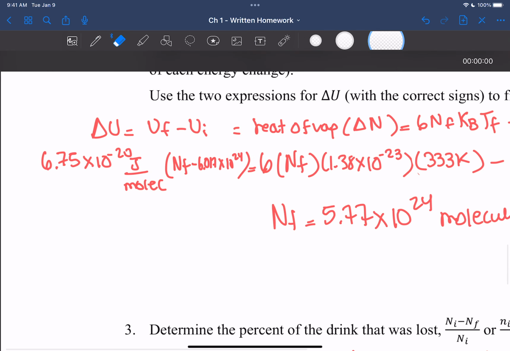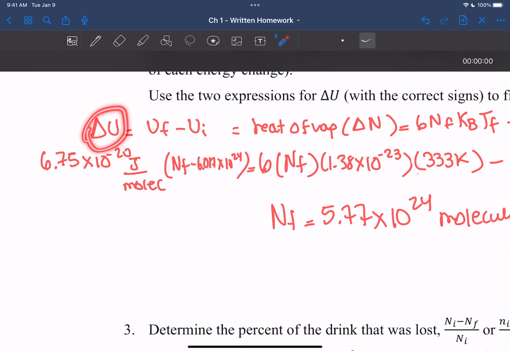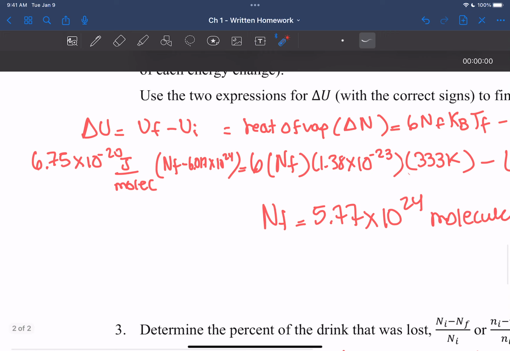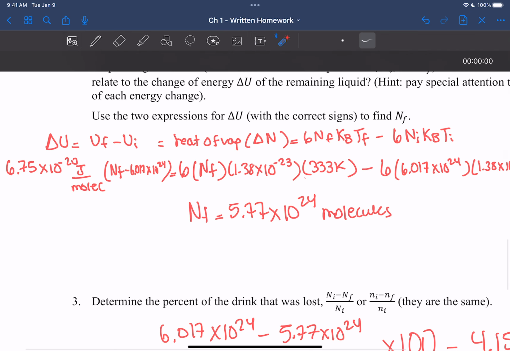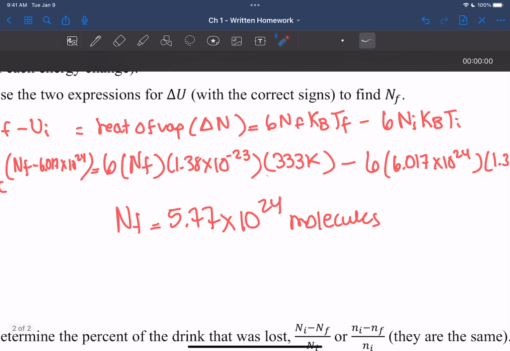Yeah, so for delta U, right here it should be your heat of vaporization, a positive value, times NF minus NI. NF minus NI will inherently give you a negative value because you have less water at the end than at the beginning. That negative times a positive will give you a negative value for your delta U, which makes sense in the grand scheme of things because there should be a decrease in energy because there's evaporation, that you've lost a certain amount of water. So in this case, the left-hand side should be negative, so make sure that's the case. And then you have 6NF kBTF minus 6NI kBTI.